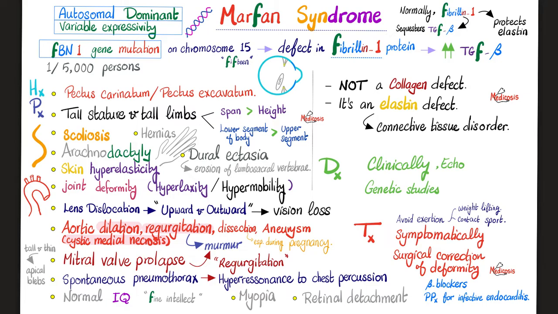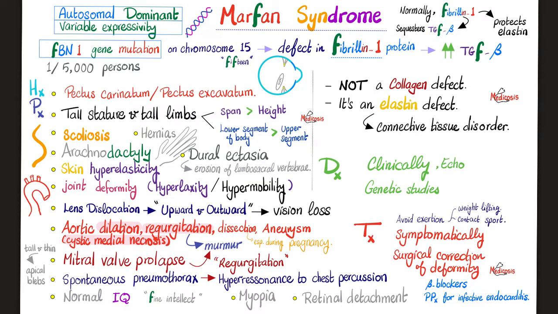Patients with Marfan syndrome have normal IQ, so fine intellect, unlike patients with homocystinuria, who usually have low IQ. Next, let's talk about the A letters. We have two A's, tons of A's here. Tall stature, tall extremities. Pectus carinatum, pectus excavatum, arachnodactyly, lots of hernia, ectasia of the dura mater. I have blebs in my lungs at the apex, contributing to spontaneous pneumothorax. Myopia, detachment of the retina, and the span exceeds the height. Joint hyperlaxity. The patient should avoid physical exertion, so avoid weightlifting, avoid contact sports.